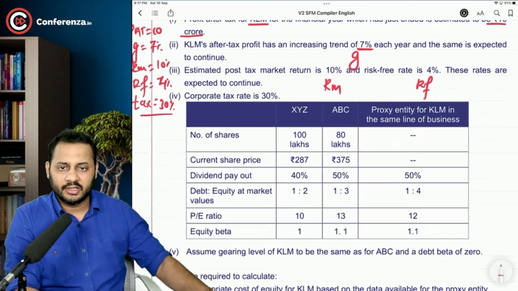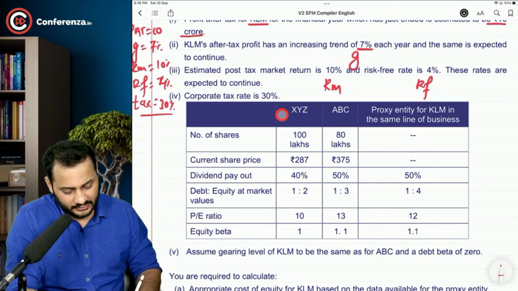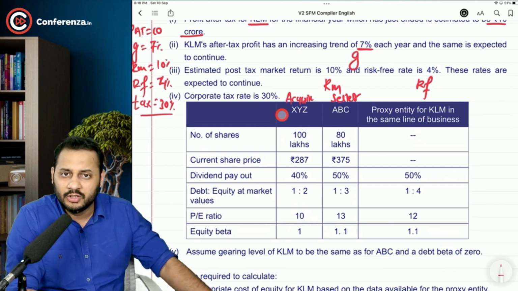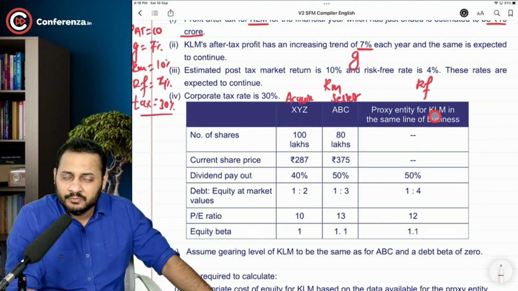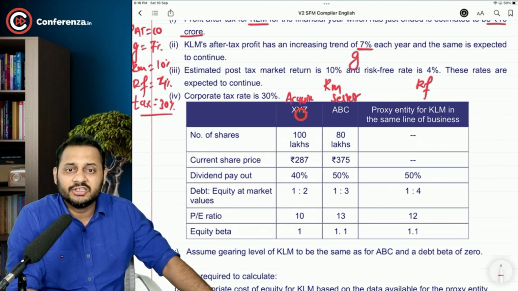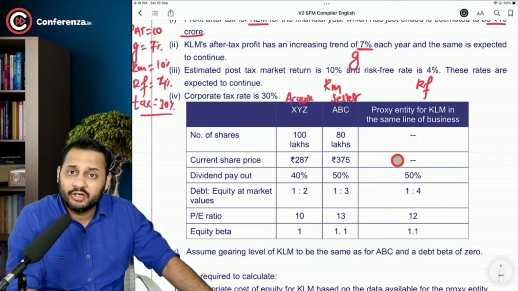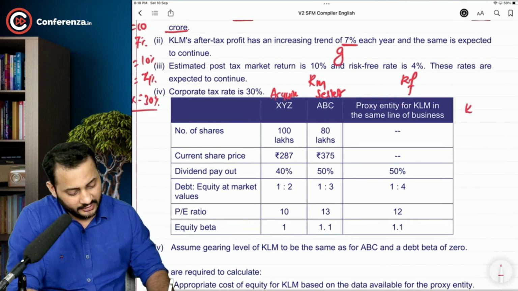Now, this is the table. Analyze the table for a moment. This is XYZ who wants to buy KLM, acquirer. This is seller who wants to sell its wholly owned subsidiary. Proxy entity for KLM in the same line of business. Now try to understand once. KLM is doing such a business which is not similar to XYZ or ABC, right? It is similar to this proxy entity, and the data of KLM is not given, the data of proxy entity is given. Cool, sir. Let's say we write down the KLM.